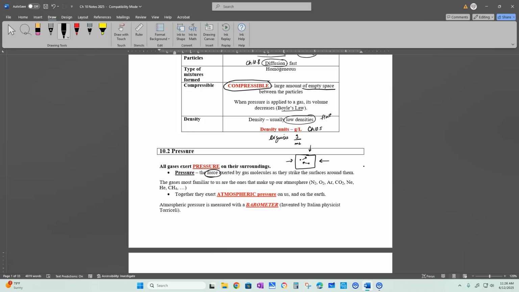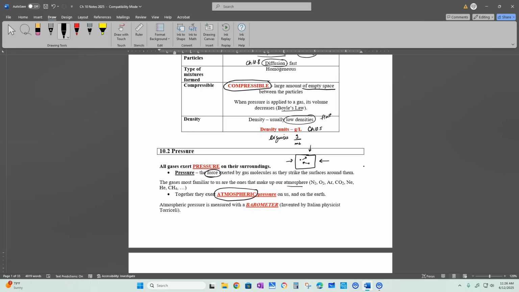We're very familiar with a lot of gases, especially what's in our atmosphere: nitrogen, oxygen, CO2, argon. We've heard all these gases before, but together they exert what's called atmospheric pressure on us and the earth. What keeps us on earth is gravity, but there is also a pressure that's keeping us down. So pressure is a force just like gravity is a force.